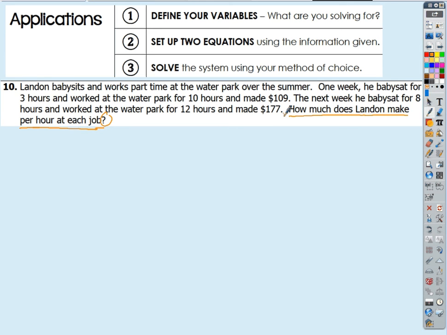So it asks, how much does Landon make per hour at each job? There you go. Those are the unknowns. We can call them whatever you want. Let's say B is for babysitting wage, and let's say W is for, I'm just going to call it water wage. So the hourly wage, how much he's making per hour at those two jobs.